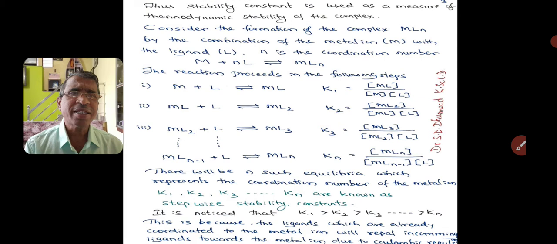There will be n such equilibria, which represents the coordination number of the metal ion. K1, K2, K3 and so on up to Kn are known as stepwise stability constants. It is noticed that K1 is greater than K2, which is greater than K3 and so on, greater than Kn. This is because the ligands which are already coordinated to the metal ion will repel incoming ligands towards the metal ion due to the Coulombic repulsions.